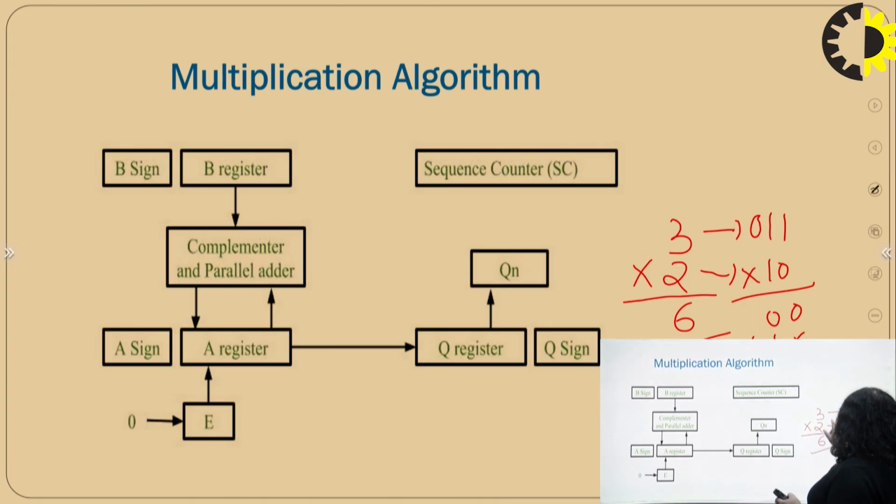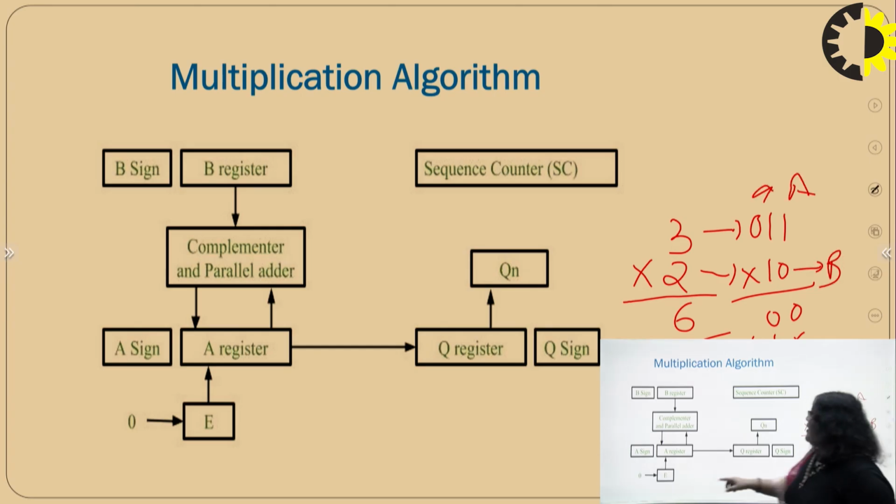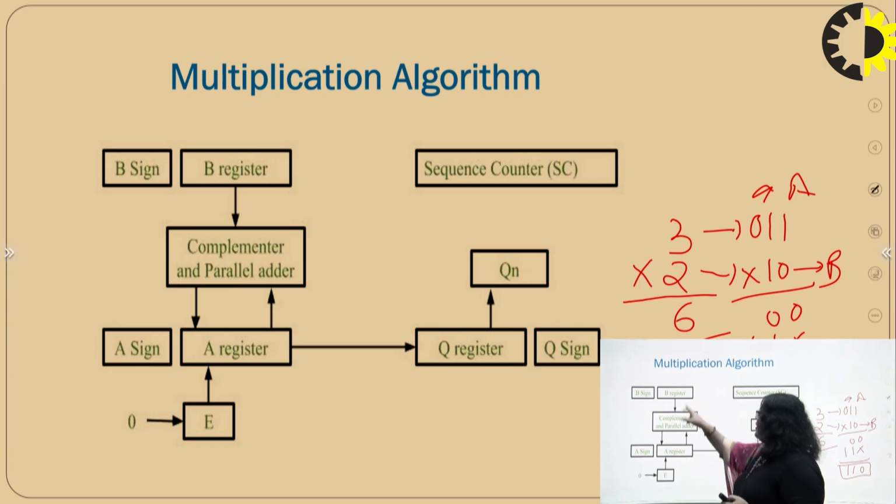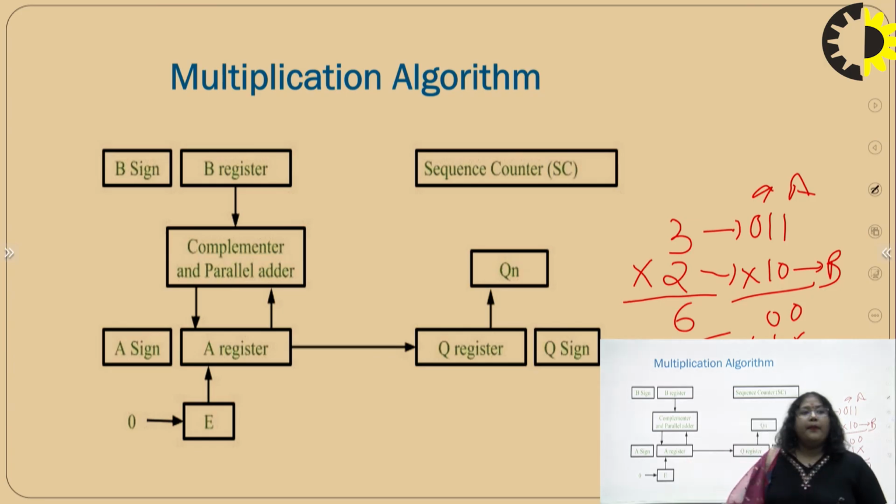So, this is the register A, this is the register B. We have to put register A and register B, and we have to add these bits. So, we require the parallel adder and the complementer. The complementer is required for negative numbers, this is for the Booth algorithm.